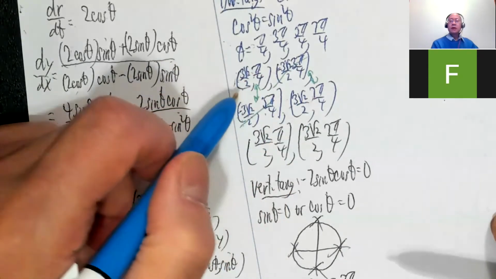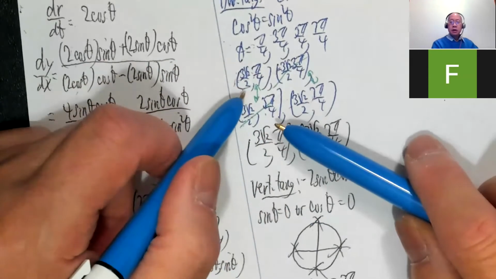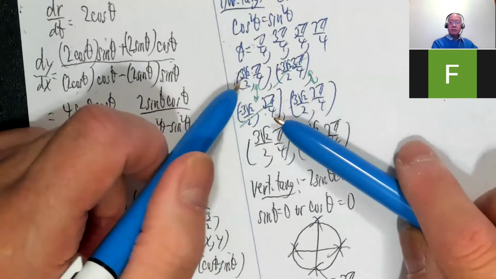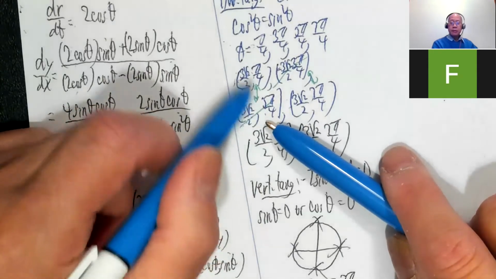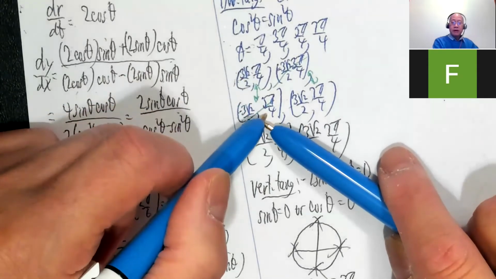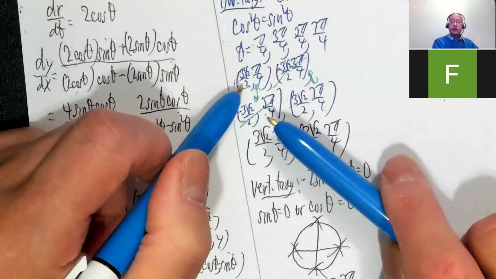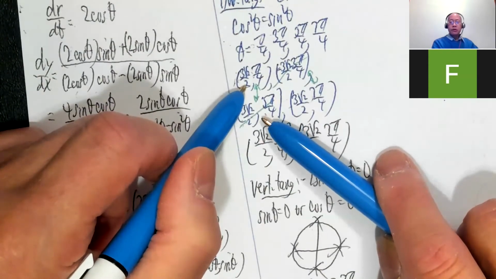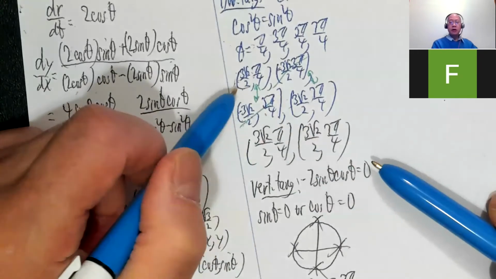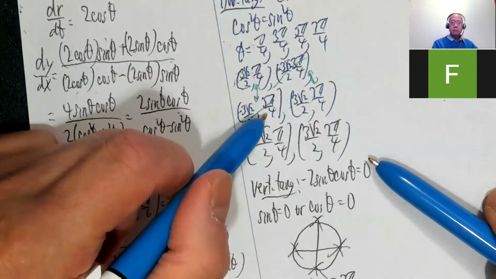7 pi over 4. However, I'm crossing this out because if you look carefully, these two represent the same point. They're 180 degrees apart from each other, pi over 4, 5 pi over 4, and they're opposites. So they don't really represent different points. They're the same point. Okay? So you should only list it once. Which one do we prefer to list? The one with a positive r. So I cross this one out.